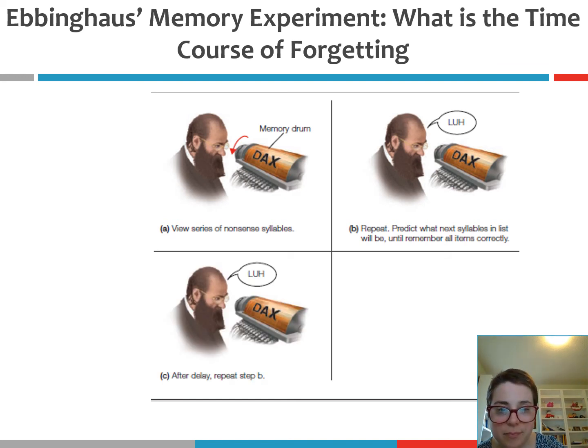Okay, so he would do that until he could recite them all in the correct order. And what he did is he kept track of how long it took him, right? So how long did it take him to be able to learn that list of nonsense syllables and be able to recite them in the correct order? Okay. And then he would do the same exact thing after some kind of delay.